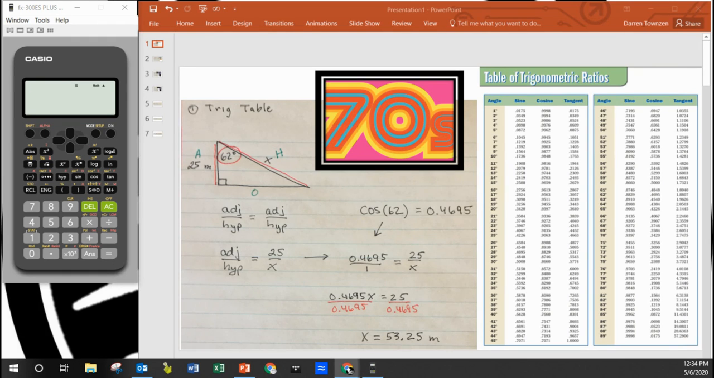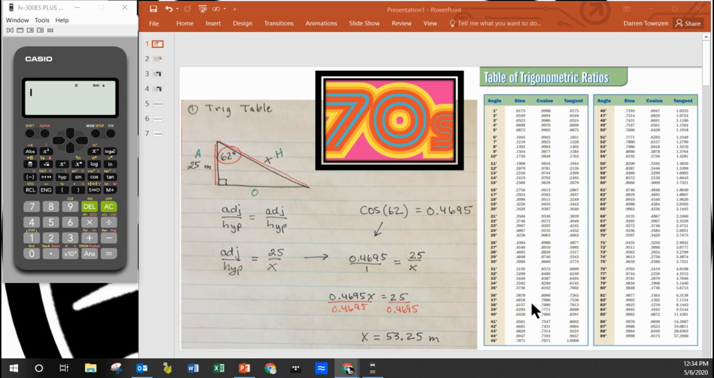Back in the 70s, not very many people had a calculator, and calculators were very expensive. So the only way to solve trigonometry problems was by using a trig table. And that's the way that we've been doing it so far. I think it's important for you to see a trig table so that you can see all of the ratios and the angles in one place so that you understand what your calculator is actually doing.